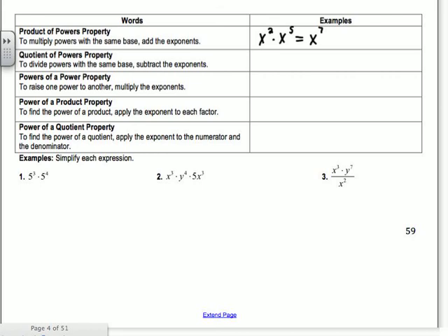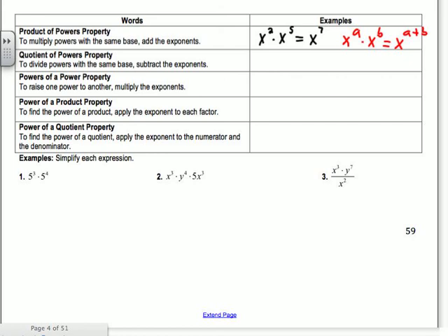Think of it in expanded form. If I had x to the 2nd, it'd be x times x. X to the 5th is 5 of them. So how many total do you have? 7. X to the 7th. Makes sense? Okay, so written out with variables, if I had x to the a times x to the b, it's x to the a plus b.